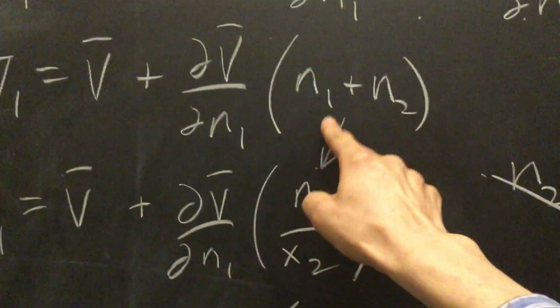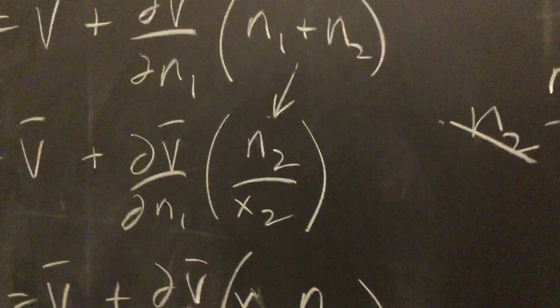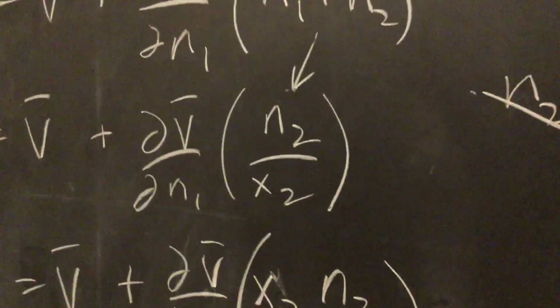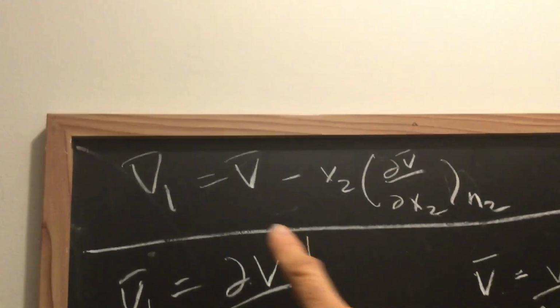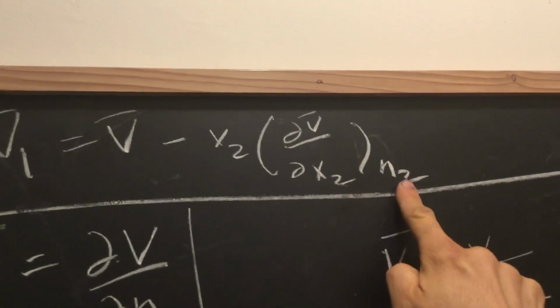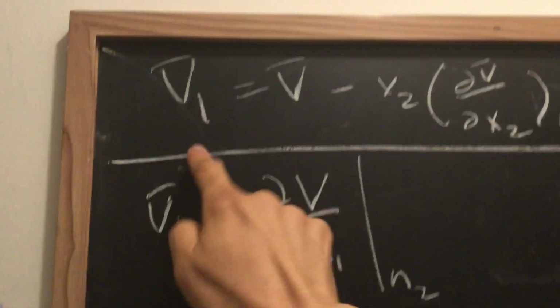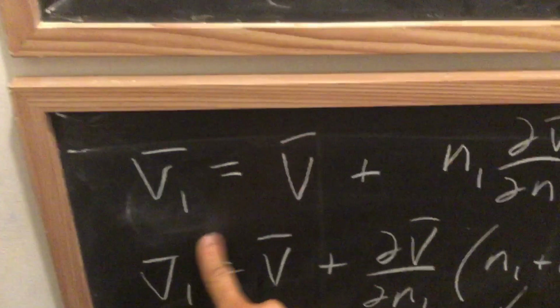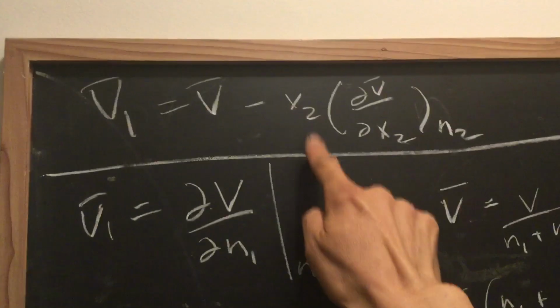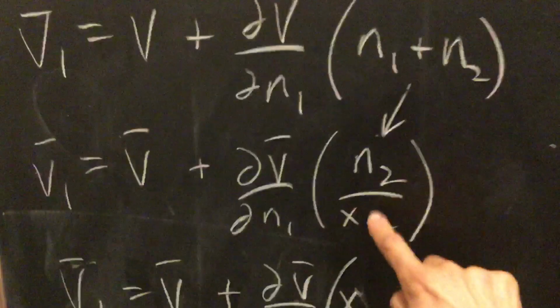So here I see N1 plus N2. Instead of that, I'm going to write N2 over X2. Okay, now, notice that I'm approaching the target because I have an X2 here, right? What was the target anyways? The target was V1 bar equals V bar minus X2 dV bar dX2 at constant N2. So I have to have an X2 out here, all right? I've got this. You want to see? I've got that right there. I've got that right there, all right? That's what I wanted. But now I need an X2. But I don't have an X2 on top. I have the X2 on the bottom there.